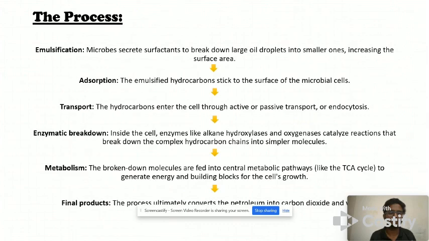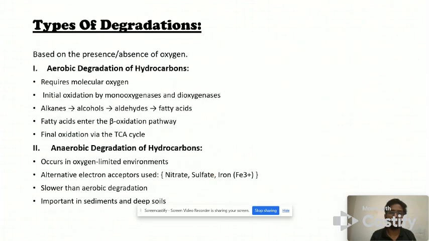simpler molecules. The broken down molecules are fed into central metabolic pathways like the TCA cycle to generate energy and building blocks for cell growth. The final products include these compounds, and at the end they are converted into carbon dioxide and water. So there are two types of degradation based on the presence or absence of oxygen. The first type is aerobic degradation of hydrocarbons, which means this process takes place in the presence of oxygen.